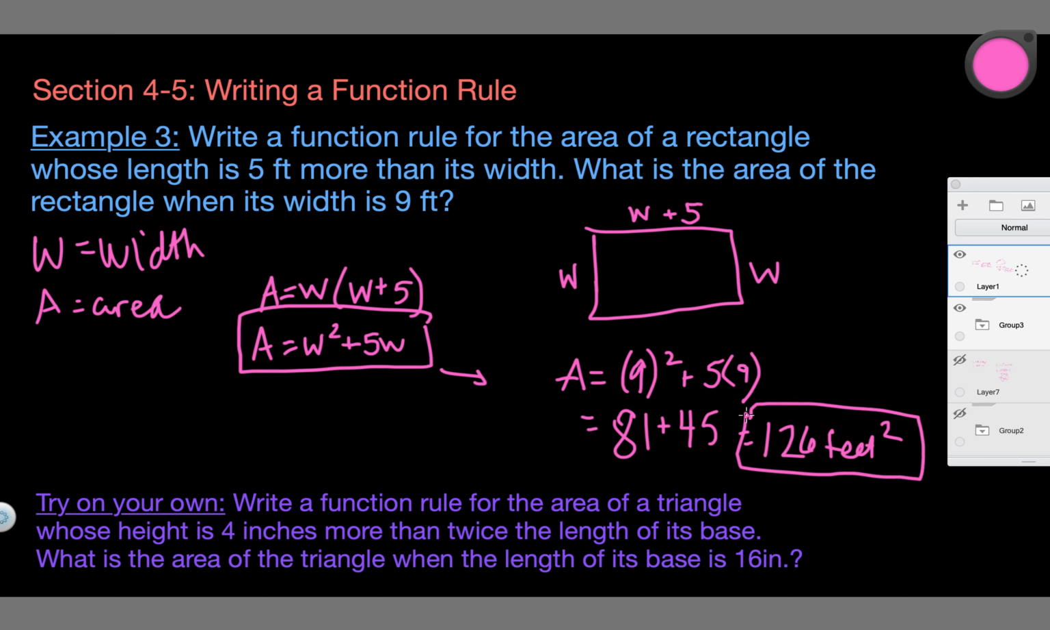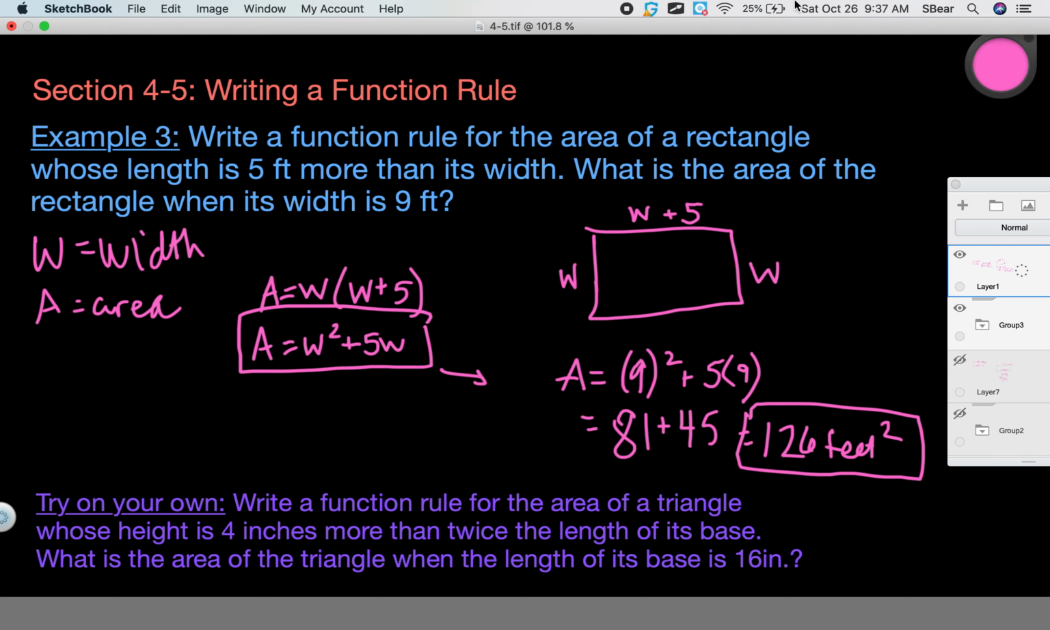Okay, that's about it. So this last question talks about the area of a triangle. So it's going to be modeled after example 3, but with a triangle instead of a rectangle.